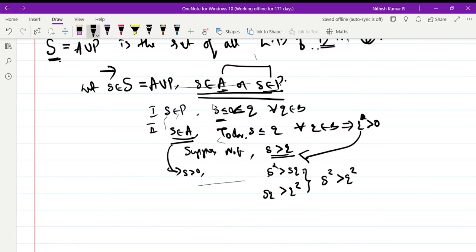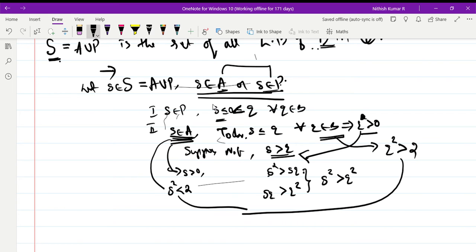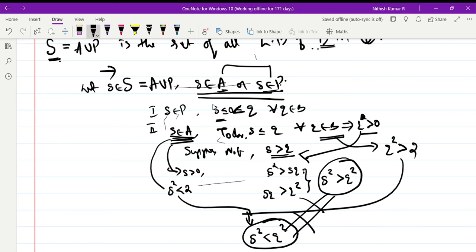But S belongs to A implies S square is less than 2, and Q belongs to B implies Q square is greater than 2. Now these two together imply S square is less than Q square. Here we have S square is greater than Q square, and here we have S square is less than Q square. Together it is not possible.